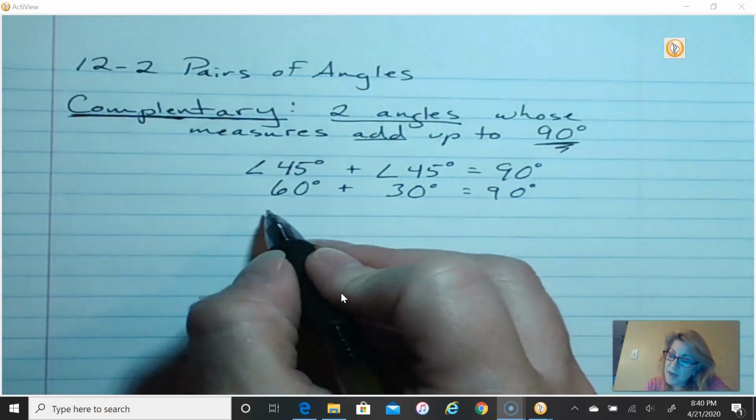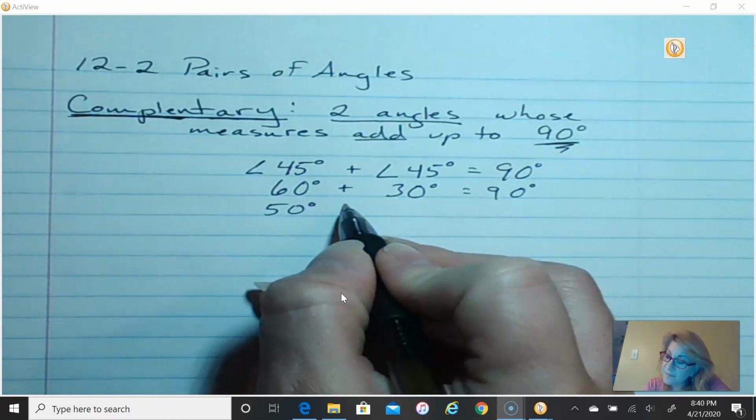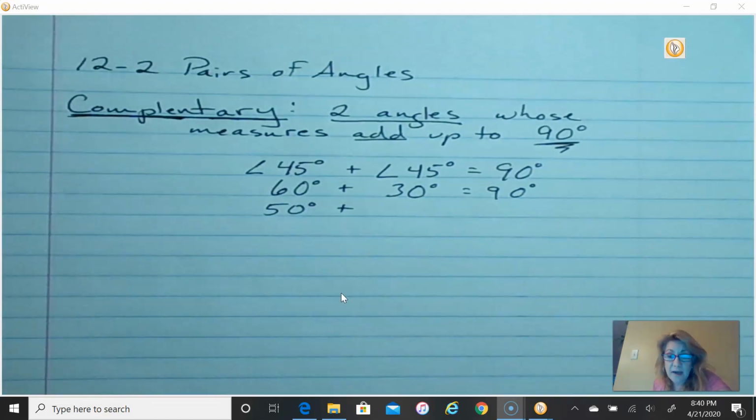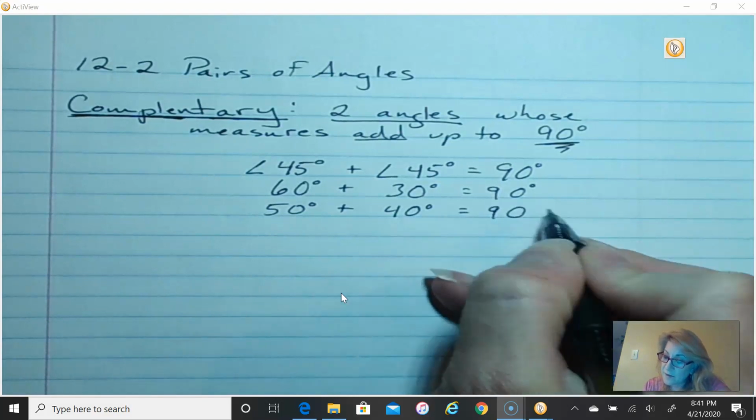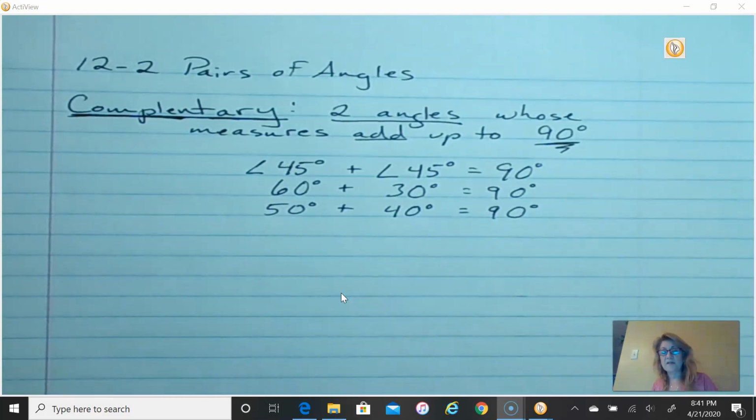You see where I'm going with this? What if I had one angle that was 50 degrees? What would the other angle have to be for it to be considered complementary angles? 40 degrees. There you go. So it's two angles that when you add their measures together give you 90 degrees. If you drew them and put them together, it would give you that 90 degree angle. Okay.